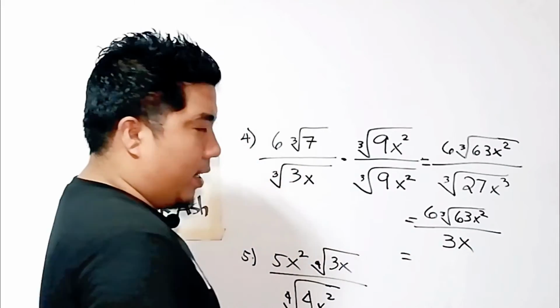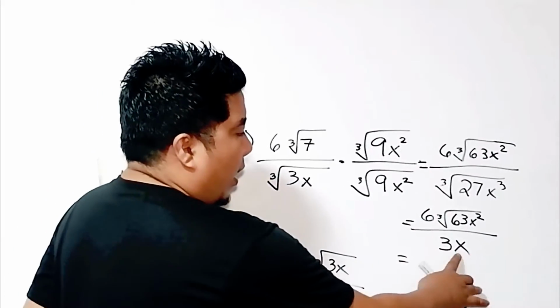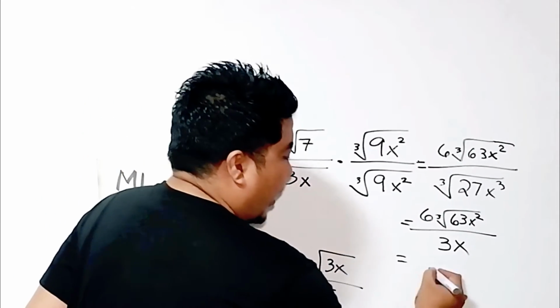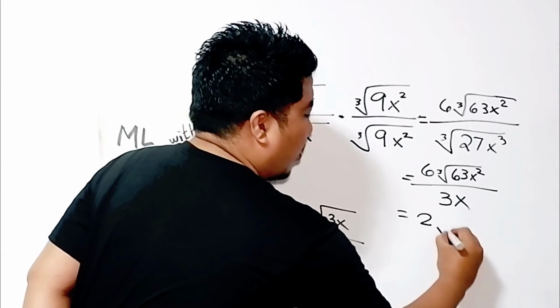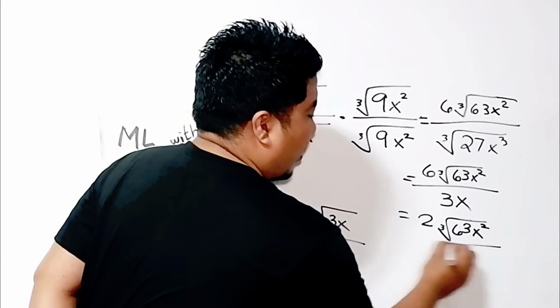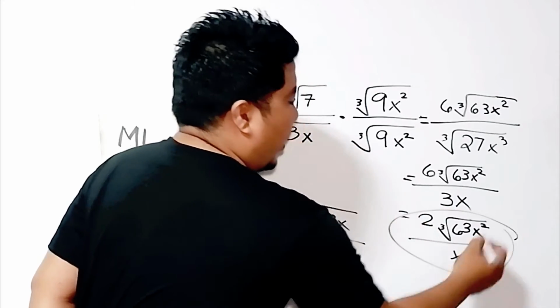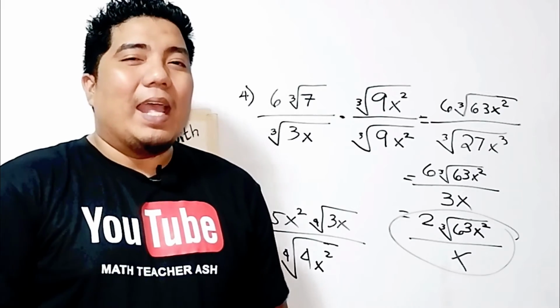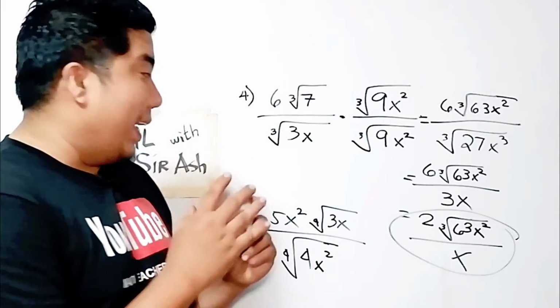So, 6 divided by 3, that is 2. However, there is an x here, so the x will remain in the denominator side, giving us 2 cube root of 63x squared over x. And this will be your final answer. Easy, right? Now, let us go to our final example.